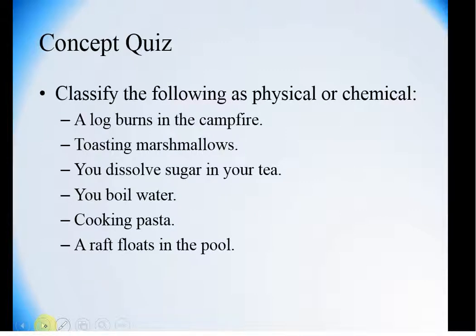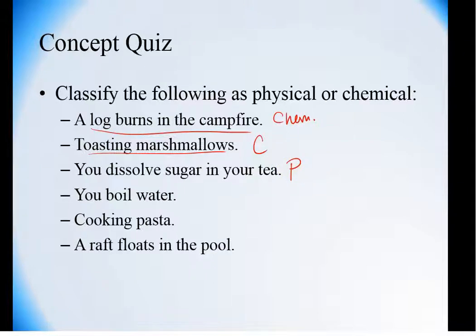So are these physical or chemical changes? You burn a log in the campfire. The question I usually ask is, can you get that back? Can you get that log back? No. So this has got to be a chemical change. Toasting a marshmallow. You can no longer get that marshmallow back to its original uncooked state, so it must be chemical. If you dissolve sugar in your tea, is it still sugar? Of course. So it is a physical change.